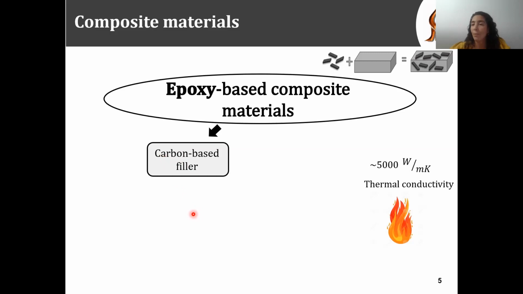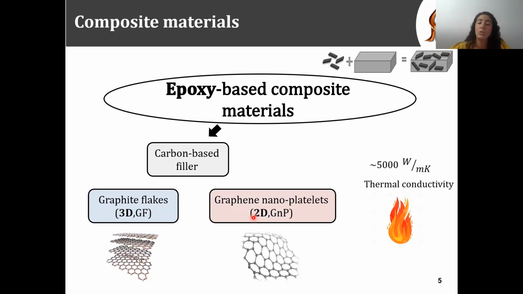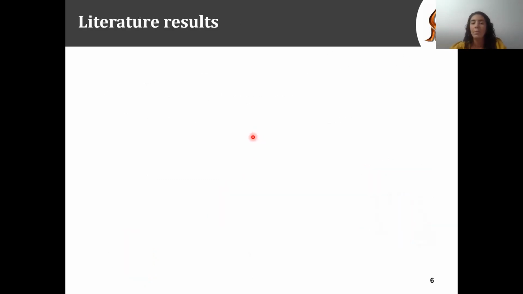They have various types of allotropes, but I used 3D graphite flakes, defined as GF, and 2D graphene nanoplatelets, defined as GNP. They consist of multiple layers of hexagonal sp2 bonded carbon atoms. Their unique structure, as well as unique thermal properties, make them the best filler for my research goal. So before I continue to the results, I will give a brief on thermal conductivity in the world.